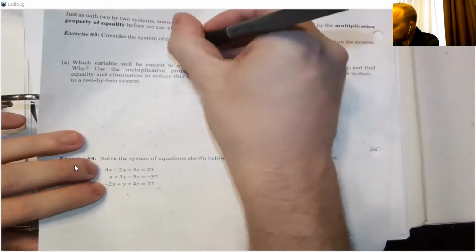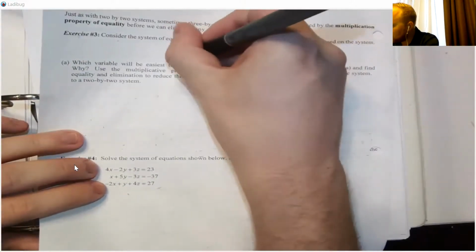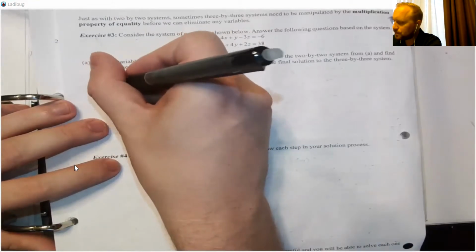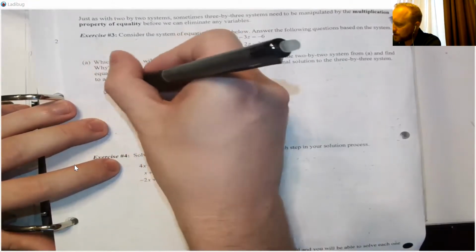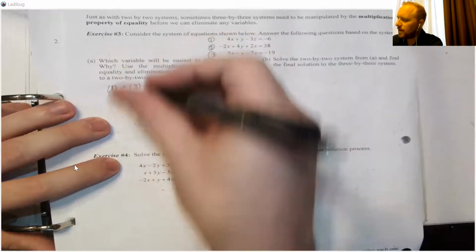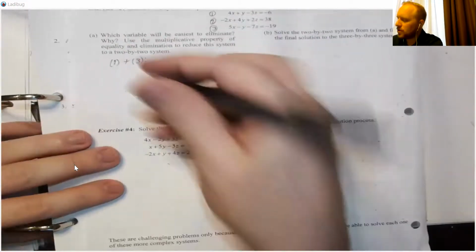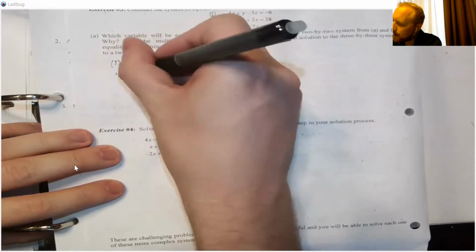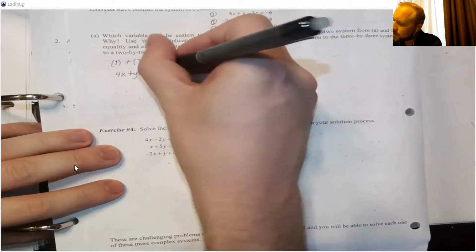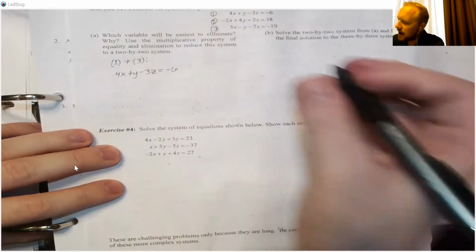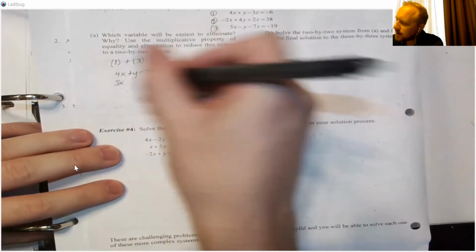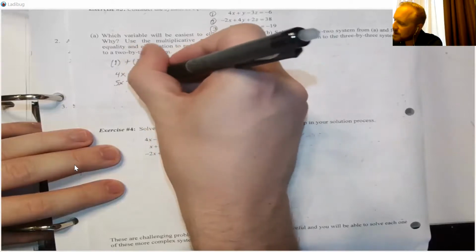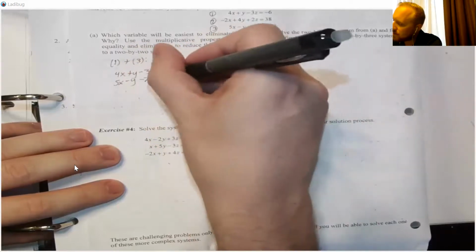So I'm going to label these 1, 2, and 3. So I'm going to take 1 plus 3. I'm going to start with that one first. So I'm going to take 4x plus y minus 3z is equal to -6. And I got 5x minus y minus 7z is equal to -19.